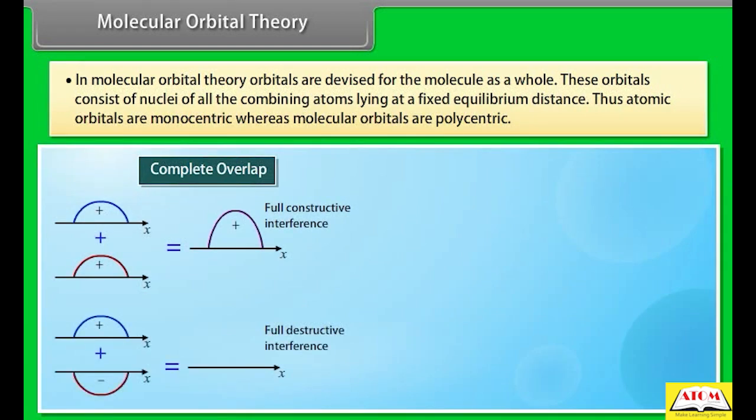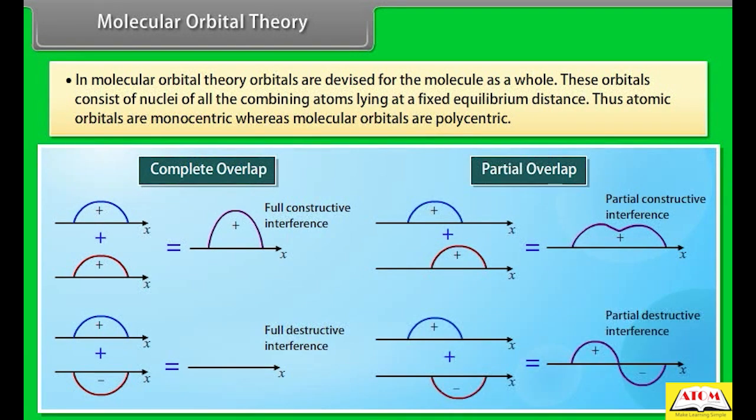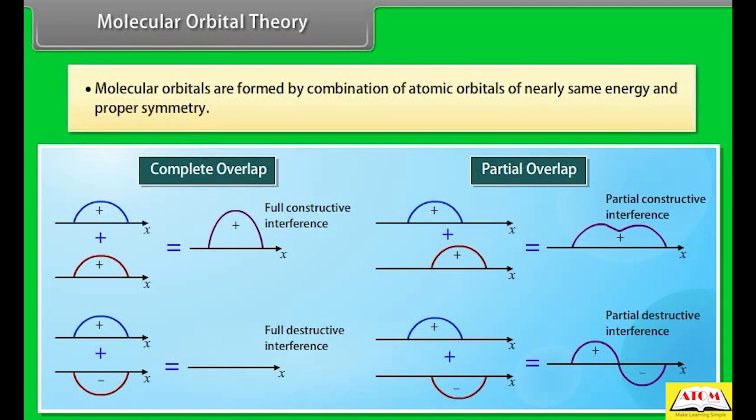Molecular orbital theory. In molecular orbital theory, orbitals are devised for the molecules as a whole. These orbitals consist of nuclei of all the combining atoms lying at a fixed equilibrium distance. Thus, atomic orbitals are monocentric, whereas molecular orbitals are polycentric. Molecular orbitals are formed by combination of atomic orbitals of nearly the same energy and proper symmetry.